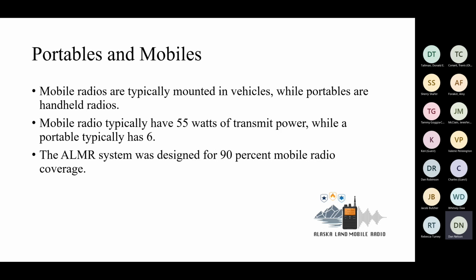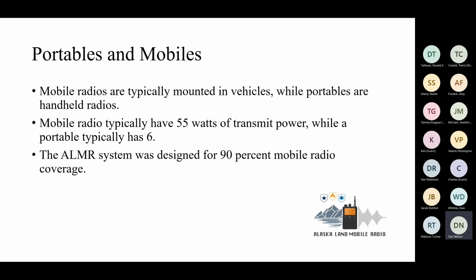The big difference on those radios is how much power they're using to reach the system. So this dramatically affects coverage. I've got some figures on there. A portable radio typically uses 6 watts of power to transmit, whereas a vehicle-mounted mobile radio may have 55 watts. So you can obviously tell the difference in being able to reach the site, being able to reach the ALMR site that it's talking to. There's a significant difference there.